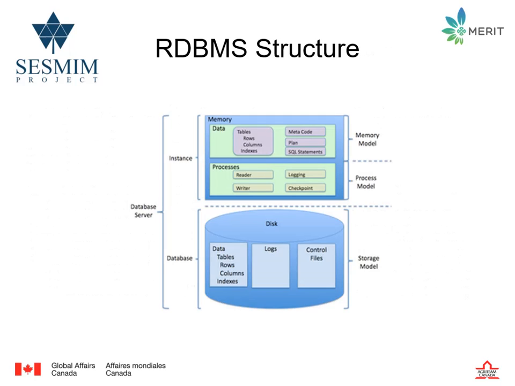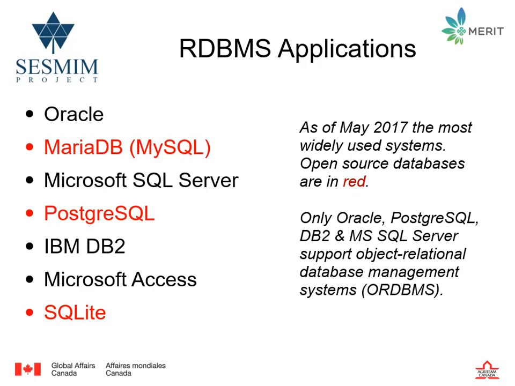Okay, so this is just an idea of a relational database structure. You have the memory of data, tables, rows, columns, indexes. You have processes, logging, reading, and then this is all part of a server. This is the physical storage model in the database. So you have a physical and a memory. The hard disk stores the data, and you need to load your program into memory, and the memory manages the data. So let's talk a little bit about relational database applications.